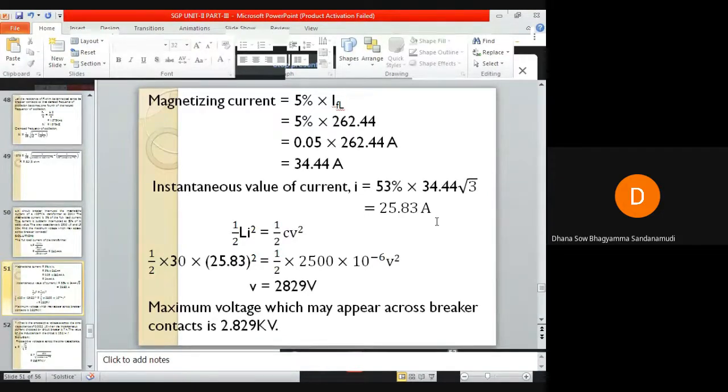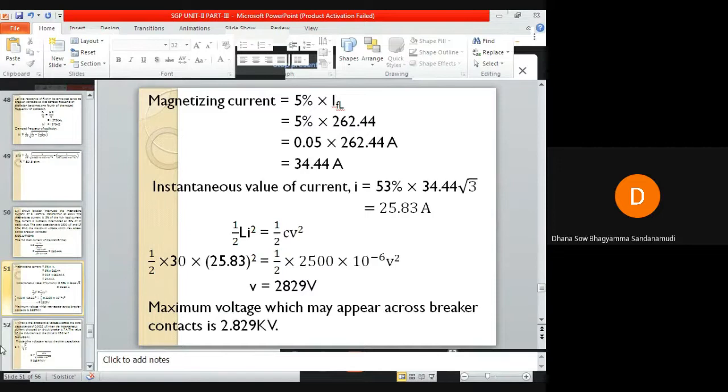What is the magnitude of current at the instant of interruption? You will get 25.83 amperes. Now, as soon as the arc current within the circuit breaker contacts is interrupted, what will happen? The energy stored in the inductor will be transferred to the capacitance, so the capacitor is charged now. The electromagnetic energy is converted into electrostatic energy.